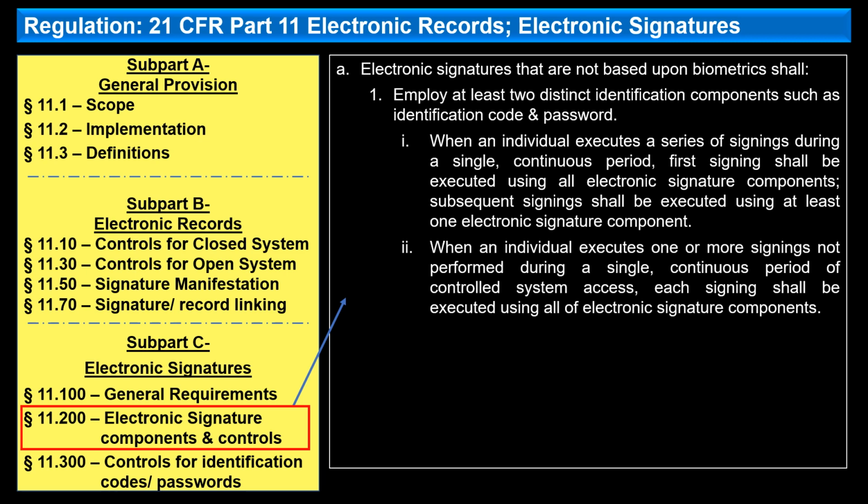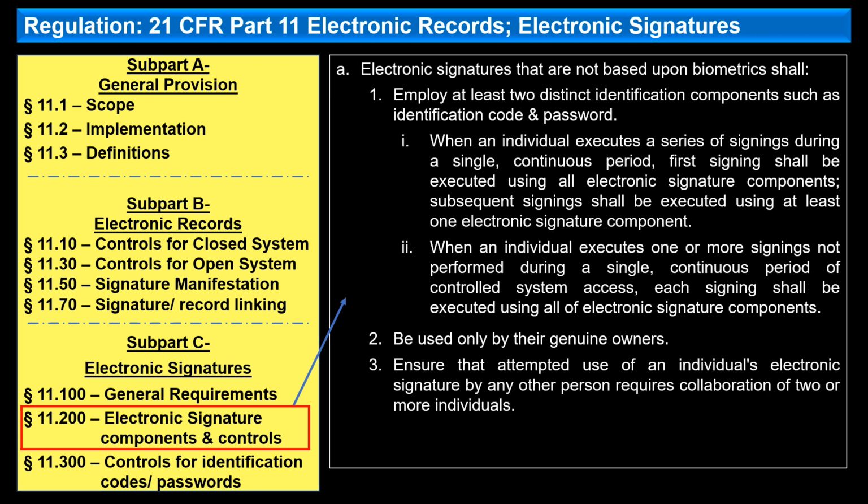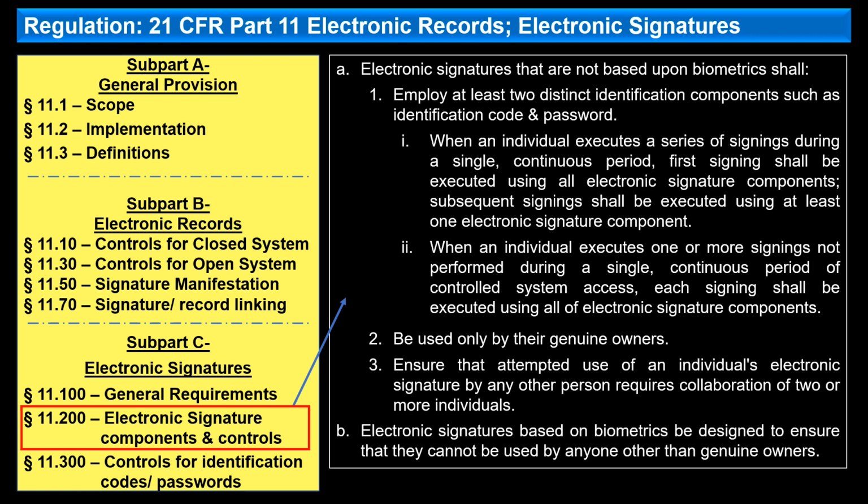And when an individual executes one or more signings not in a single continuous run, then each signing should use all the electronic signature components, that is both the identification code and password. Electronic signatures should be used only by their genuine owners. It should be ensured that attempted use of an individual's electronic signature by anyone other than the genuine owner requires collaboration of two or more individuals. Electronic signatures based on biometrics shall be designed to ensure that they cannot be used by anyone other than their genuine owners.